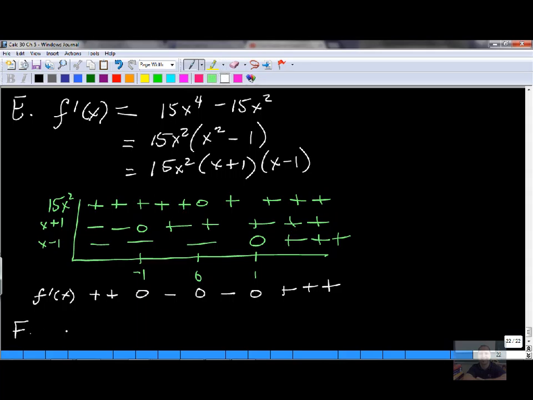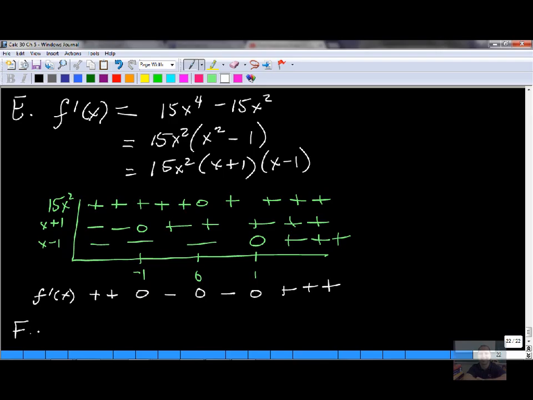Part F asks us for local maximums and minimums. One of the ways we did this early on in the chapter is by looking at our sign analysis. So E and F really go together. We did talk yesterday about how with the second derivative, you can find out if you have a local max or min at a critical number by plugging that critical number into the second derivative. But we don't even need to get to the second derivative here yet.